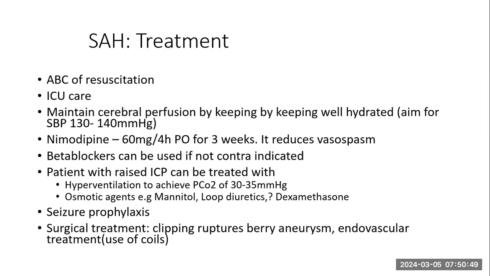Other things that can also be used are osmotic agents like mannitol and loop diuretics, and the use of steroids is said to be controversial. For patients who have seizures, seizure prophylaxis can also be offered to this group of patients. Surgical treatment also helps by making an attempt to clip the ruptured berry aneurysm, and endovascular treatment using coils can also be used.